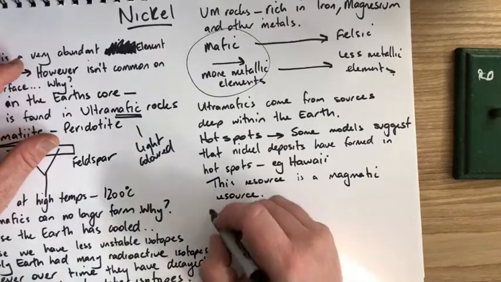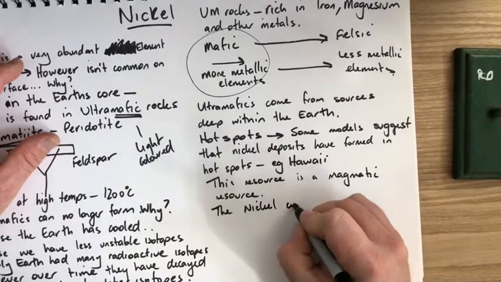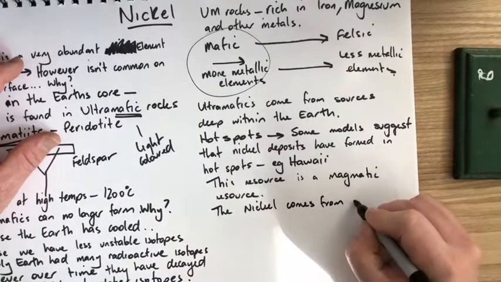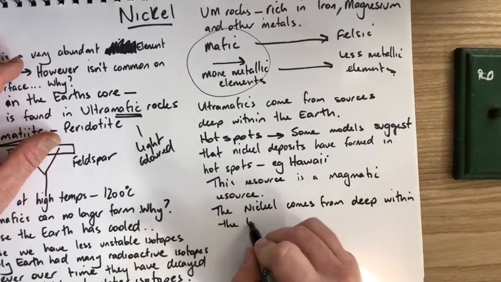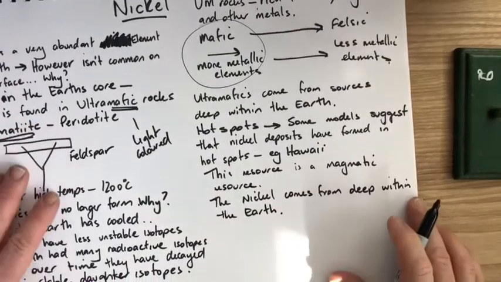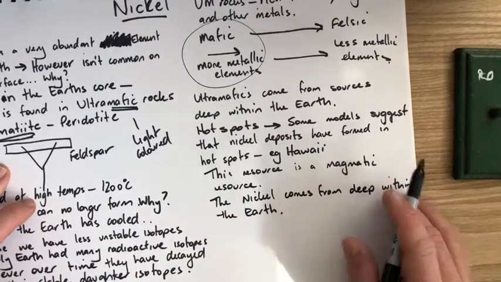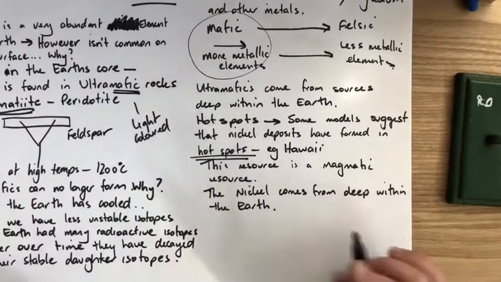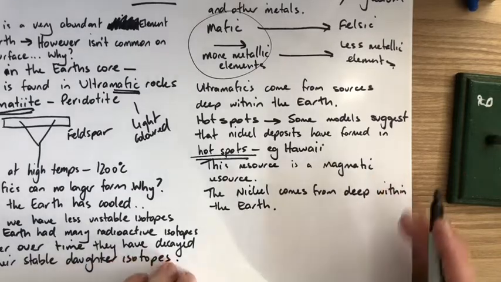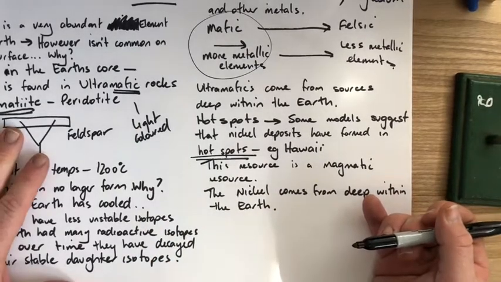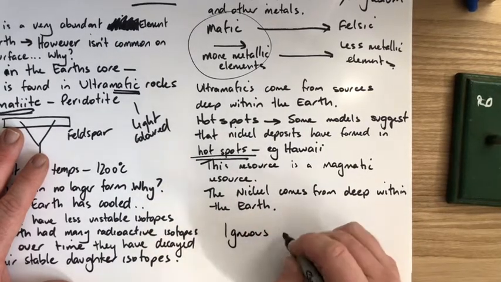Okay, so the nickel comes from deep within the earth, at a location at about the asthenosphere. So we've got our hotspot, we've got our magma, and it's going to be rising up through the earth and forming our nickel deposits. It's going to be making an igneous intrusion.